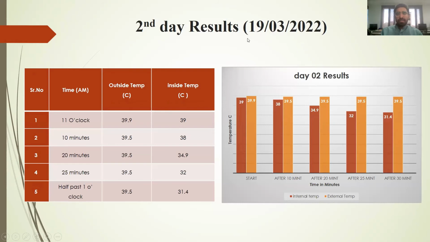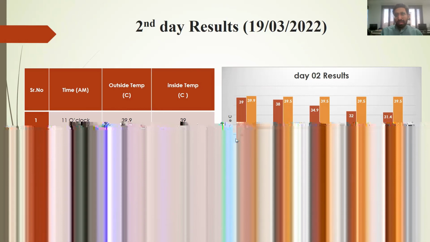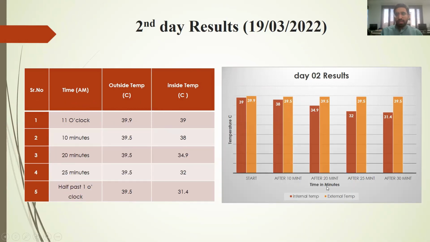This is the second day result, 19/3/2022. The experiment is started at 11 o'clock, and the outside temperature at that time is 39.9 and the inside is 39, and after half an hour the outside temperature is 39.5 and inside is 31.4. And this is the graph of that table, which is showing the temperature with respect to time. The y-axis is showing the temperature and the x-axis is showing the time.